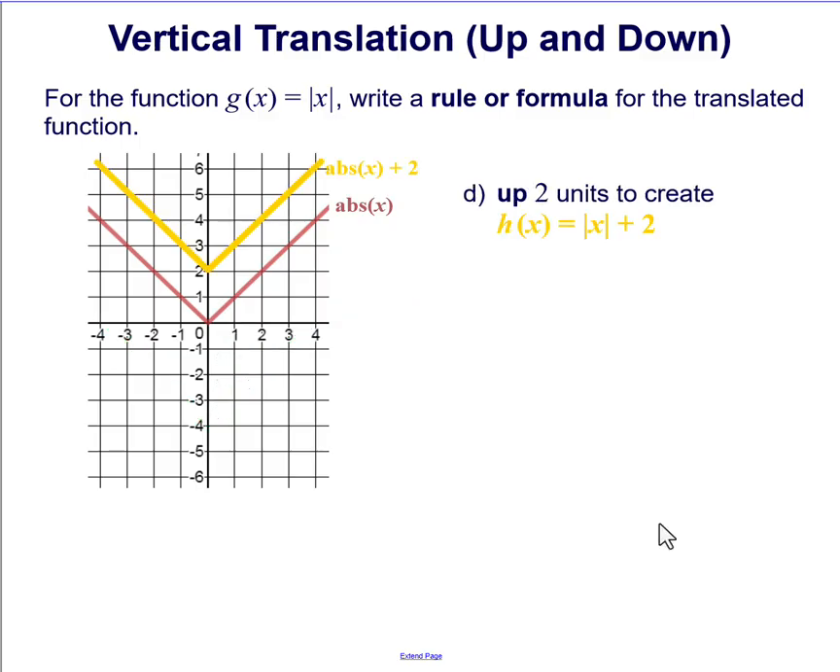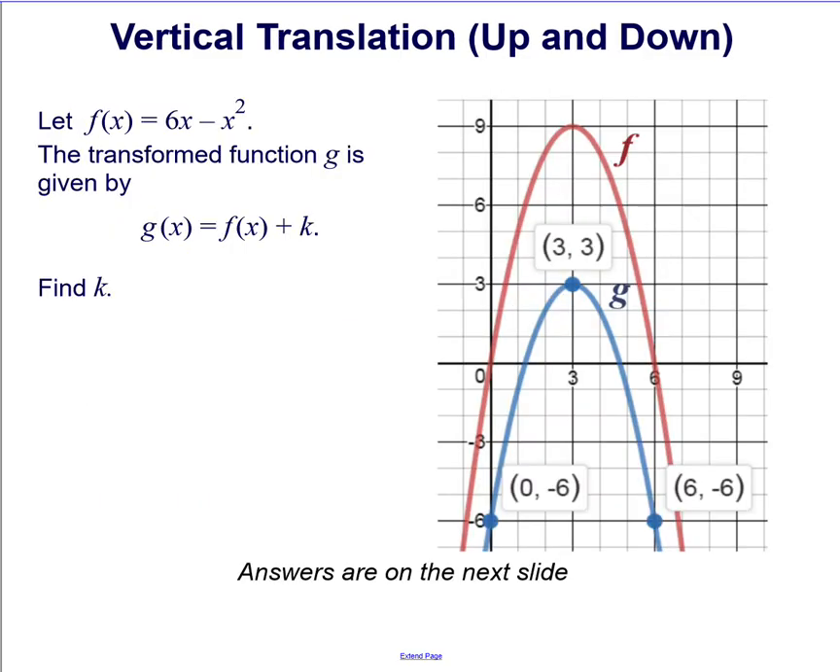And finally, for letter d, we've created a new function where we've taken the original and moved this up 2 units. So the original function was g of x is equal to the absolute value of x. The new function we'll call h of x, which is g of x plus 2. The result is the original graph has been moved up 2 units.